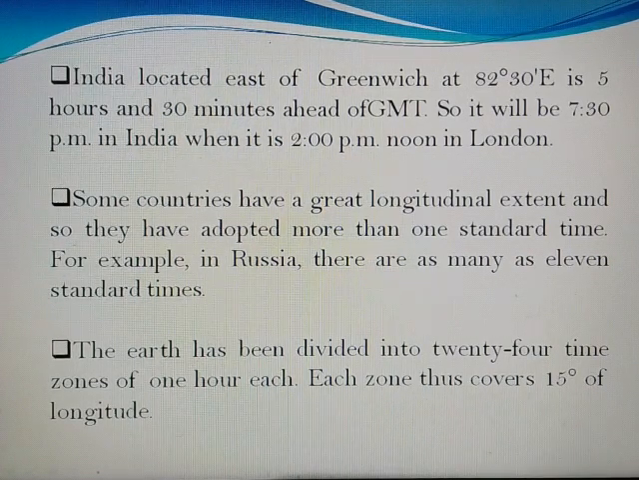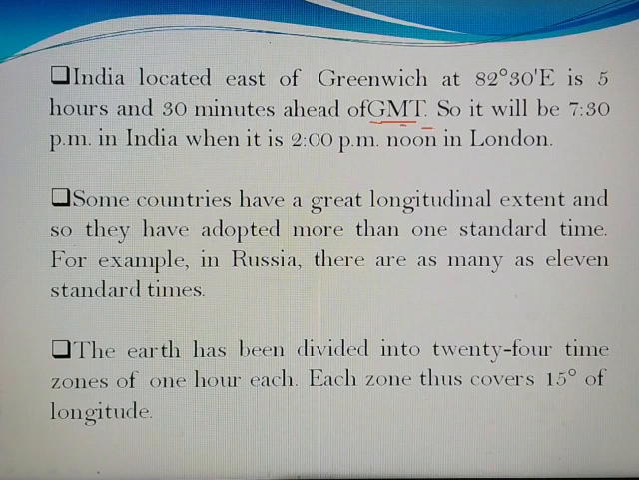Let's learn some more points about this standard meridian. India, located east of Greenwich at 82 degrees 30 minutes, is 5 hours and 30 minutes ahead of the GMT, that means Greenwich Mean Time. GMT means Greenwich Mean Time. So it will be 7:30 p.m. in India when it is 2 p.m.